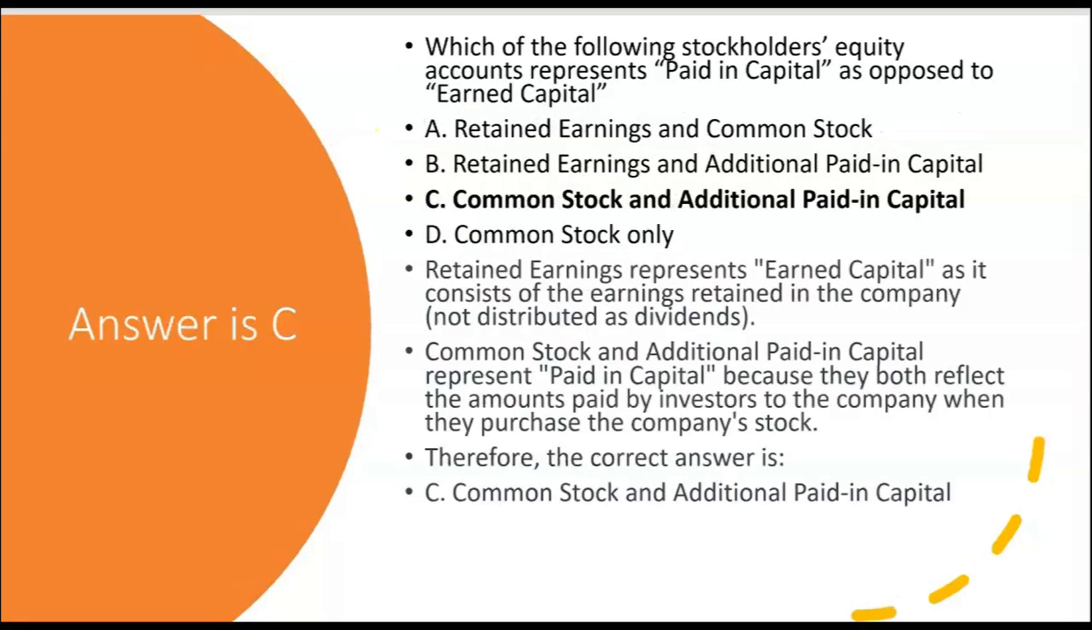Retained earnings represents earned capital, as retained earnings consists of the earnings retained in the company, not distributed as dividends. Common stock and additional paid-in capital, they represent paid-in capital because they both reflect the amounts paid in by investors to the company when they purchase the company's stock. Therefore, the answer is C.